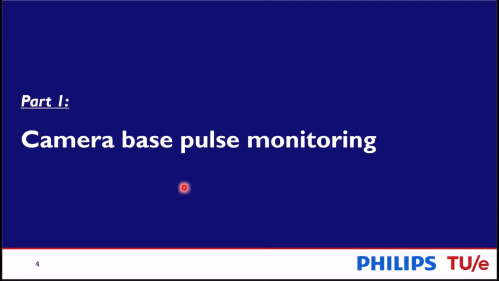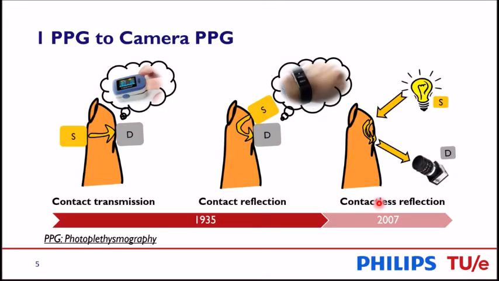So the first part is the camera-based pulse monitoring. Here is the introduction of the development from the contact PPG to the camera PPG. PPG is the abbreviation of photoplethysmography, which is an optical measurement of the blood volume changes beneath the skin. You can see there are three different modes here. The first mode is the contact transmission measurement, where the light source and the photodetector are placed on two sides of the skin to measure the transmitted light through the skin. An example is the finger oximeter.